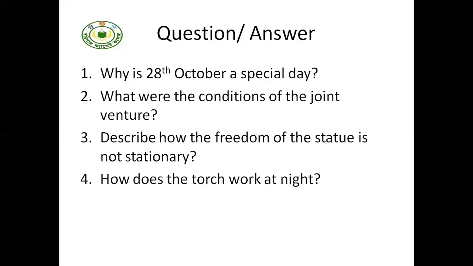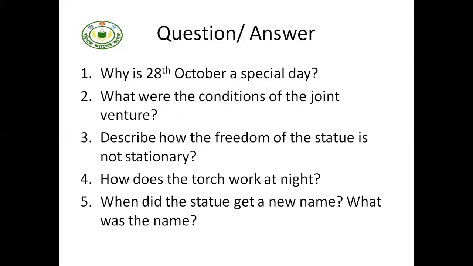Question number four, how does the torch work at night? The torch is lighted by the floodlight at night. Question number 5. When did the statue get a new name? What was the name? On her 125th anniversary, on 28 October 2011, the statue received the title Liberty Enlightening the World Wide Web. A series of new webcams placed around her torch are credited for this beauty.